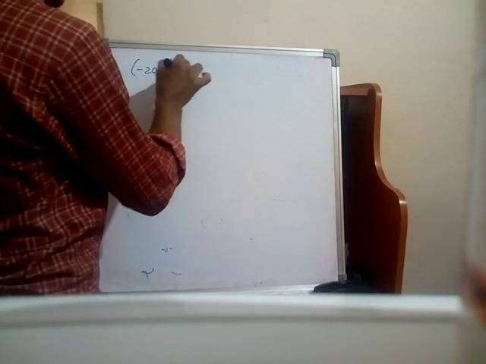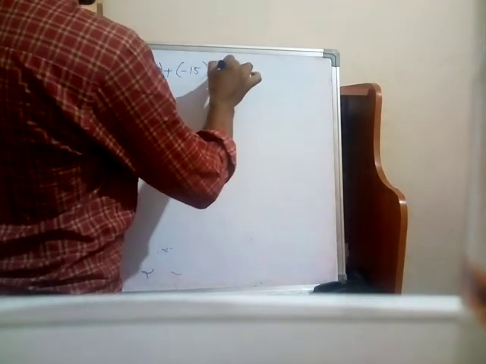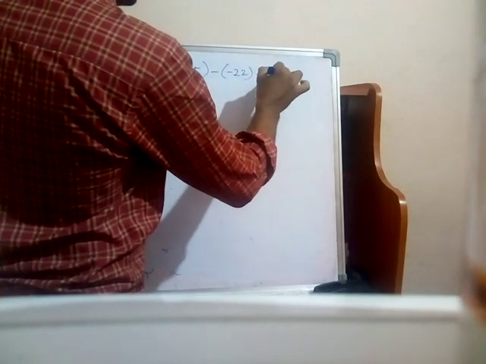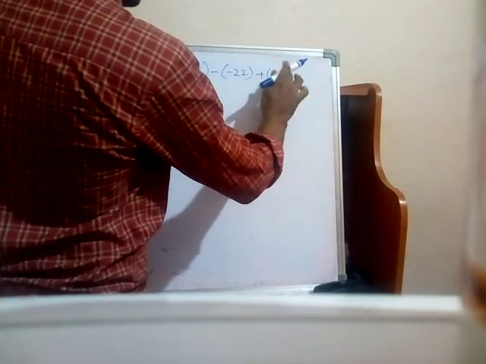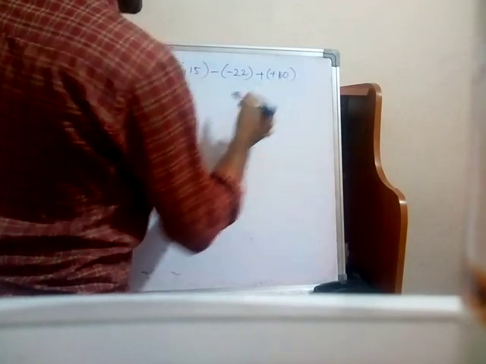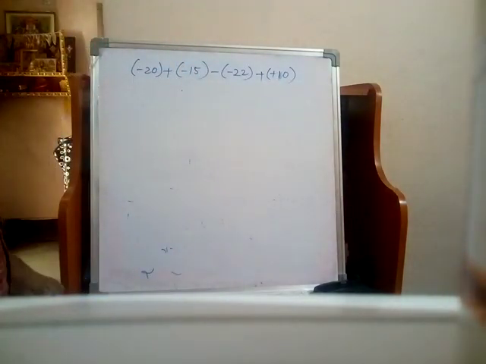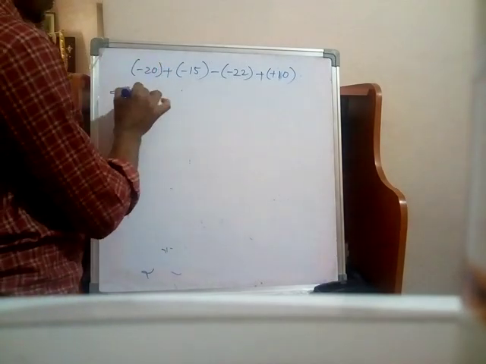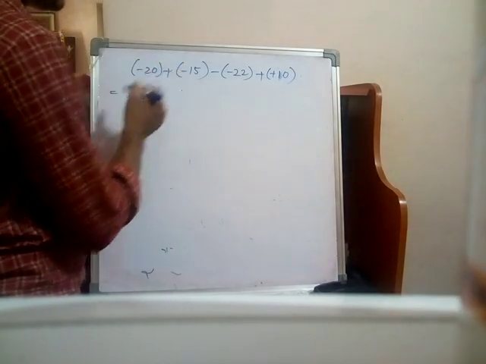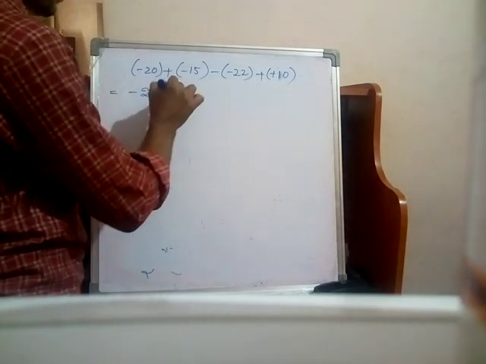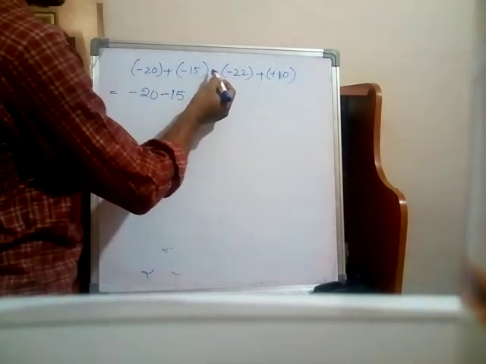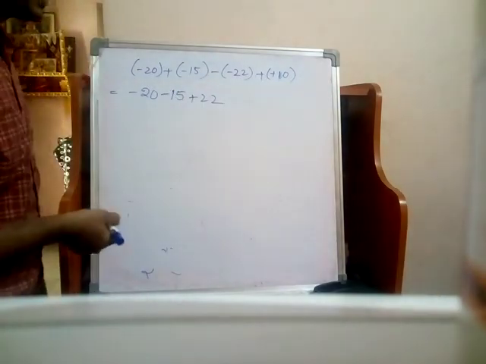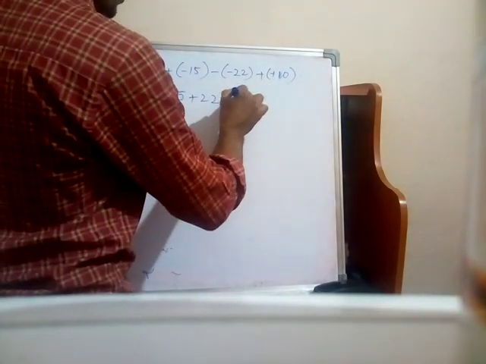Minus 20 plus of minus 15 minus of minus 22 plus of plus 10. Like this model is there. Now observe here. First term is how much? Minus 20, so that is taken directly as minus 20. Plus into minus is minus, minus 15. Here minus into minus is plus 22, which means we have to remove brackets. Plus into plus is plus only, 10.